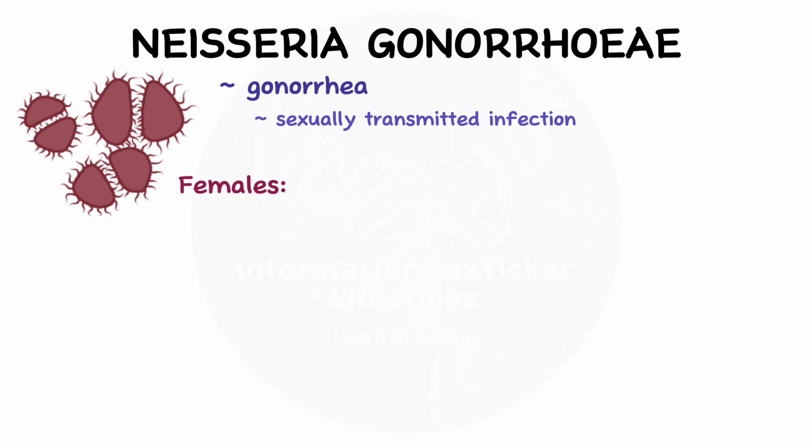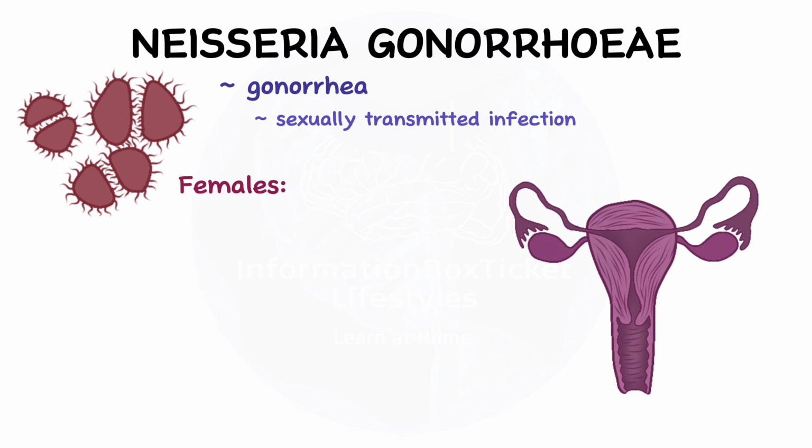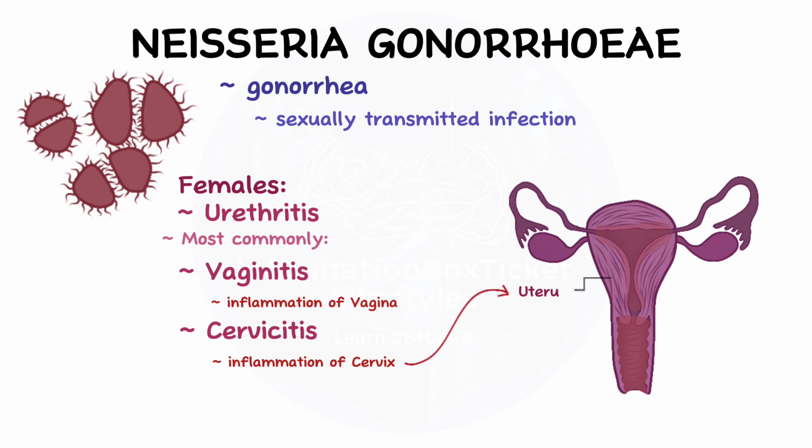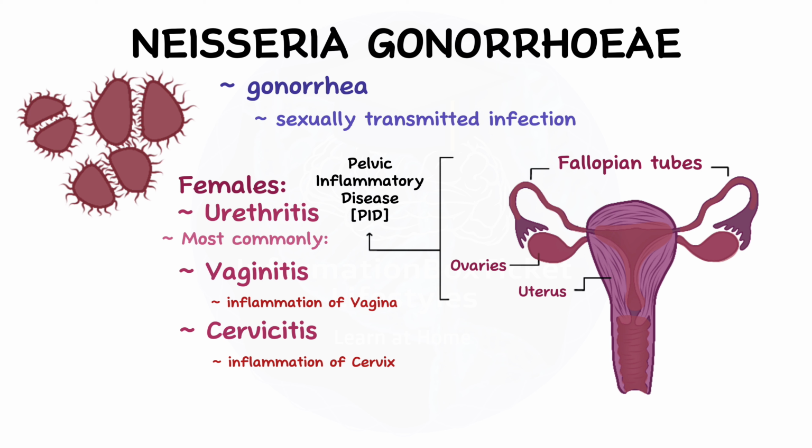In females, N. gonorrhoeae can also cause urethritis, but more commonly, it leads to vaginitis and cervicitis, inflammation of the vagina and cervix, respectively. Through the cervix, N. gonorrhoeae can ascend to the uterus, fallopian tubes, and sometimes even the ovaries, resulting in pelvic inflammatory disease, or PID.